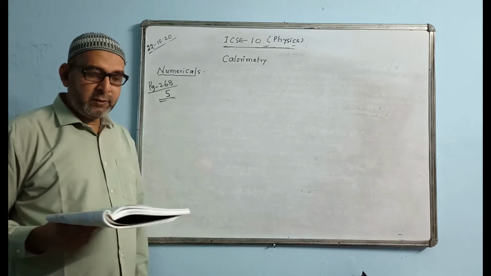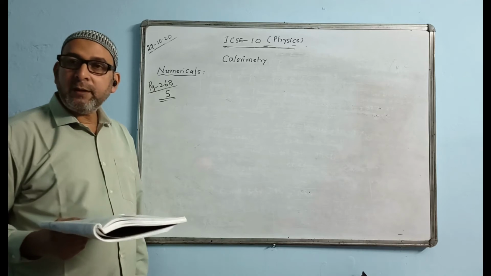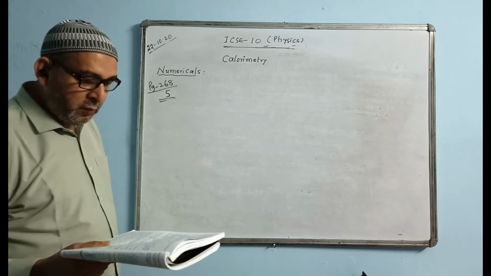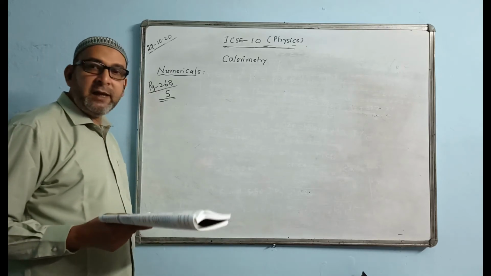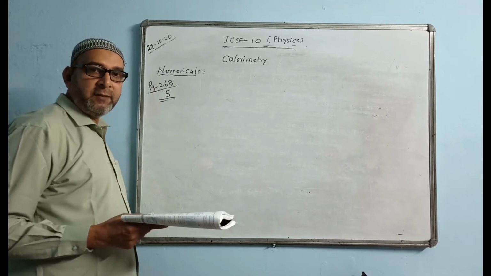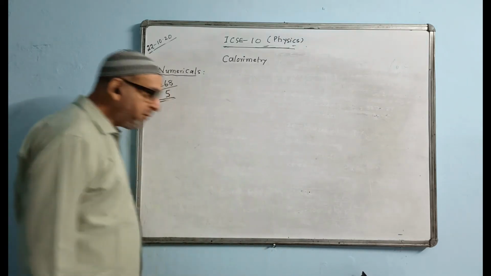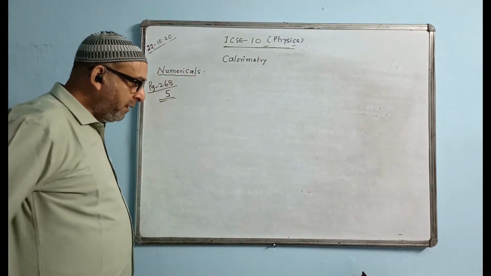Calculate number 1, the heat capacity, and number 2, the specific heat capacity of the liquid. That means the SHC of the liquid.